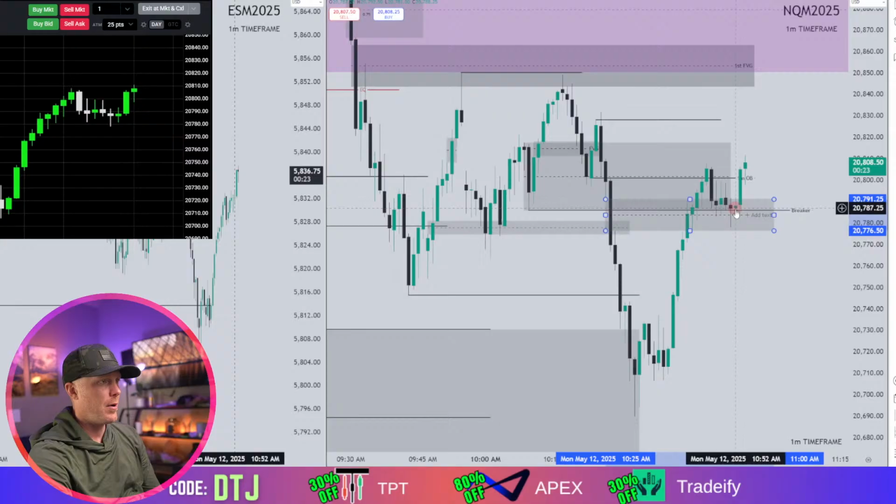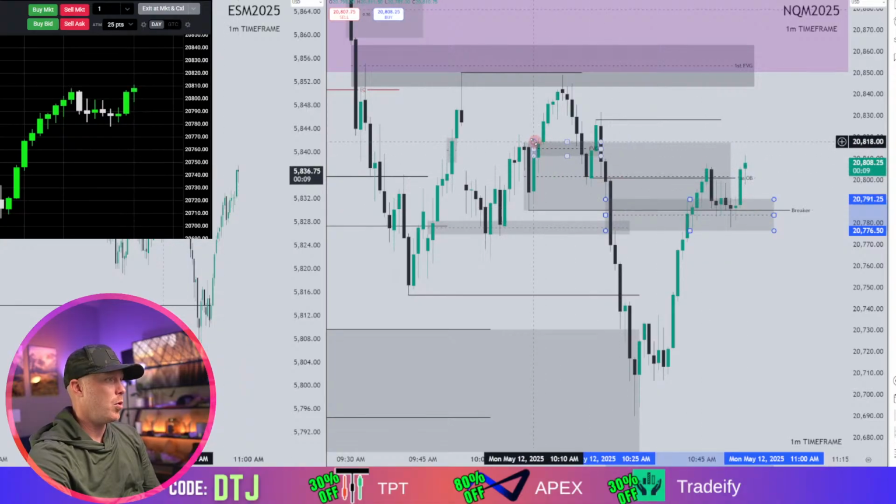See how we stayed above the breaker there and now we pushed higher? My whole idea of wanting to take this breaker is now becoming, what would you call it? It's becoming more unlikely.